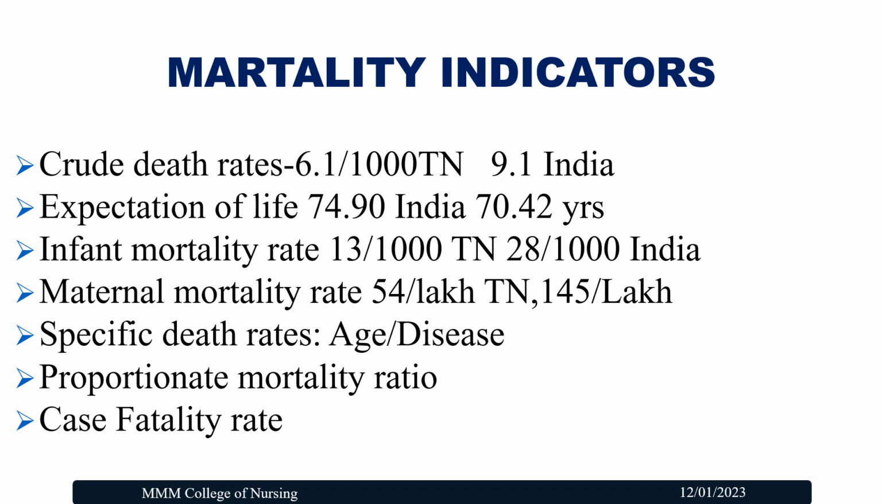So let's see the mortality indicators. Mortality means related to death. Some of the important mortality indicators are given here: crude death rate, expectation of life, infant mortality rate, maternal mortality rate, specific death rates related to age and disease, proportionate mortality ratio, and case fatality rate. Crude death rate means the total deaths that happen in a country or in a state. 6.1 deaths per thousand population is the current crude death rate in Tamil Nadu, and in India it is 9.1 deaths per thousand population.